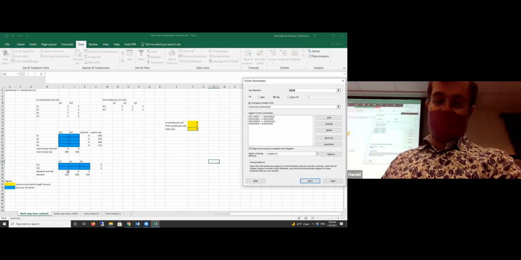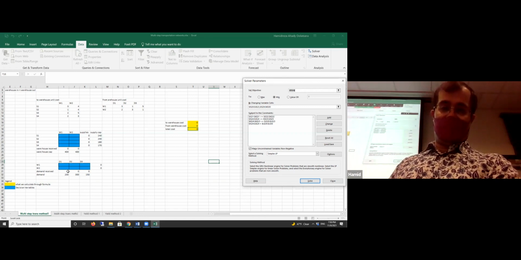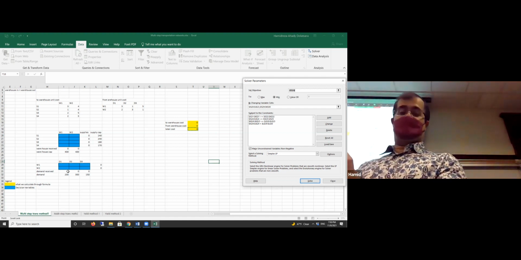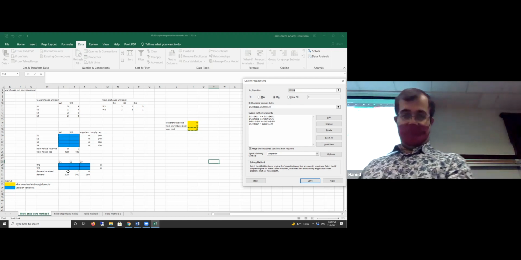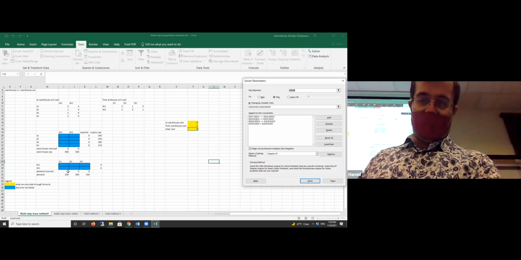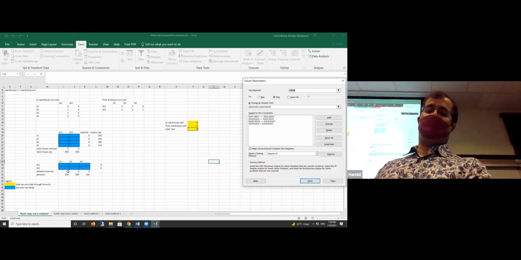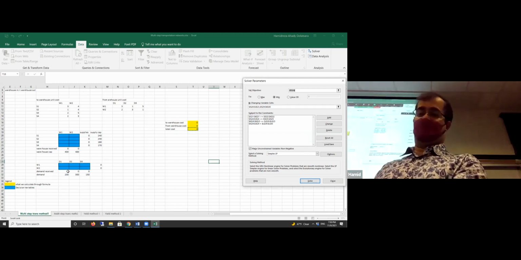Second line, I24 to J24 should be less than or equal to I25, J25. It's just saying that whatever you send to the warehouse should be less than 400. Third row, K20 to K23 should be less than or equal to L20 to L23. It just says whatever you send out as supply should be less than your supply capacity. You cannot send more than that.